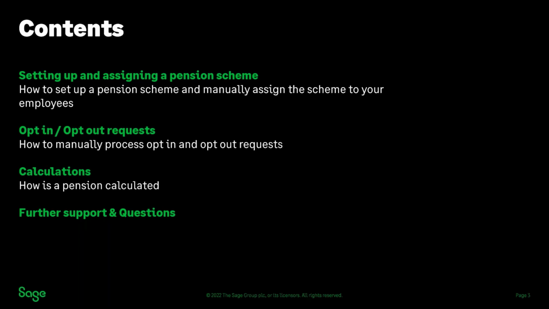We're then going to have a look at the opt-in and opt-out requests as well. Again, we'll have a look at how to manually process opt-out and opt-in requests. And we're going to then dive into some calculations. So how is a pension calculated and how the scheme settings can affect that calculation. And this is a great tool to have and a great bit of knowledge to have when it comes to troubleshooting any pension calculation or pension contributions queries as well.